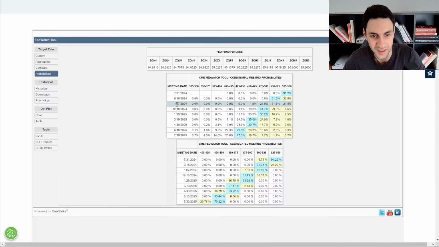And a lot of people anticipate that the Federal Reserve will not cut in November because of political reasons. They want to stay away from politics and they don't want to cut during election month. However, there is a high probability that there will be at least one rate cut this year. So the market predicts that we will see a rate cut in September. But let's see what happens.